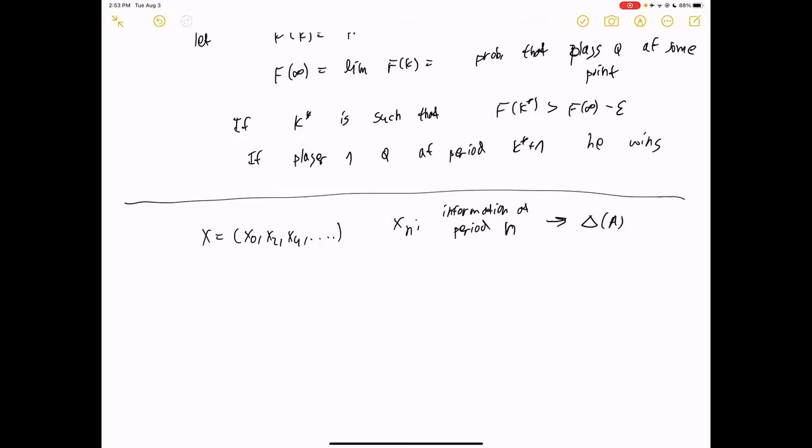In the case of a Blackwell game, this was just the history of the game. In my case, this is not the history of the game. It's only the part of the history that I observed. And strategies Y of player two are defined analogously. These are the strategies.